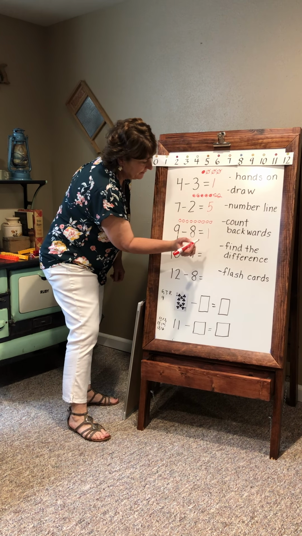Number line. Start at the 9. Make sure you jump before you say 1. 1, 2, 3, 4, 5, 6, 7, 8. Look, same difference. Here's our other strategy.